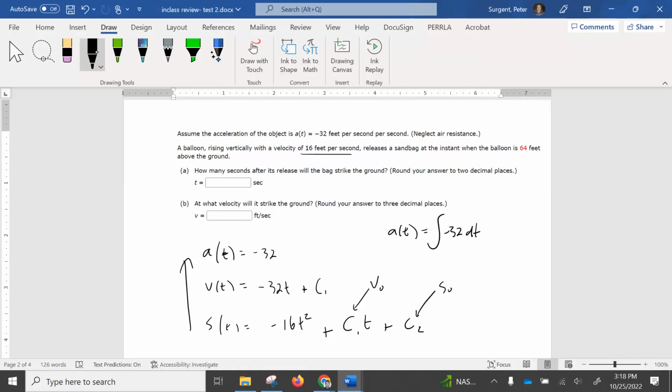So it sounds like a balloon rising vertically with velocity. It sounds like that's going to be 16. A balloon rising vertically with a velocity of 16 feet per second releases a sandbag at an instant when the balloon is 64 feet above the ground. How many seconds after release before it strikes the ground? Yeah, at what velocity will it strike the ground?